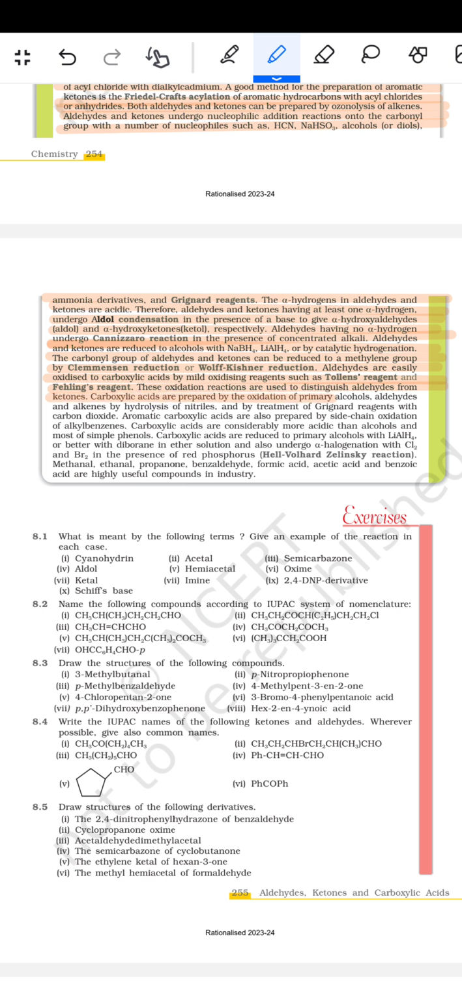Carboxylic acids are prepared by the oxidation of primary alcohols, aldehydes and alkenes, by the hydrolysis of nitriles and by treatment of Grignard reagents with carbon dioxide. Aromatic carboxylic acids are also prepared by the side chain oxidation of alkylbenzenes. Carboxylic acids are considerably more acidic than alcohols and most of the simple phenols. Carboxylic acids are reduced to primary alcohols with LiAlH4 or better with diborane in ether solution, and undergo alpha halogenation with Cl2 and Br2 in the presence of red phosphorus, the HVZ reaction. Methanol, ethanol, propanol, benzaldehyde, formic acid, acetic acid and benzoic acid are highly useful compounds in the industry.